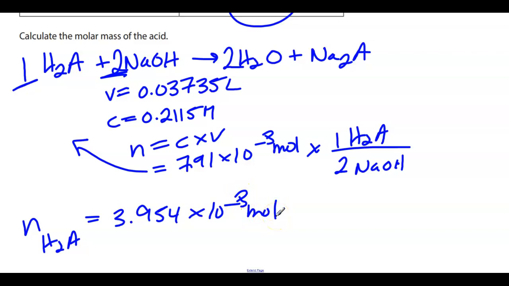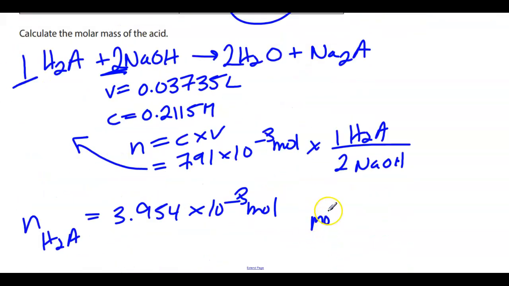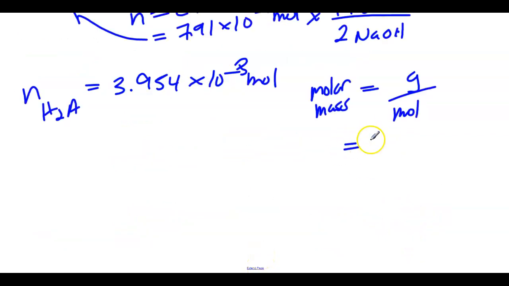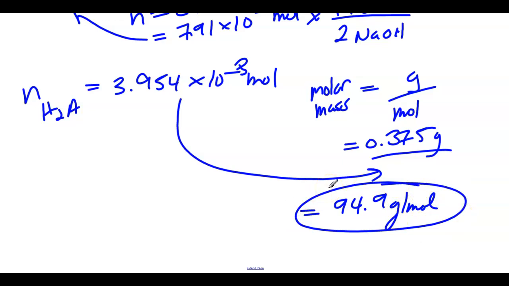So we don't have to do the business of finding the original mole value because it's saying that this was just straight up titrated. So we have our moles. So to do grams per mole, we're simply going to take our gram value and divide it by that. So the molar mass is grams per mole, right? So the gram value here is 0.375 grams divided by the moles, which would give us a molar mass value of, and we need 3 sig figs, 94.9 grams per mole. Okay.